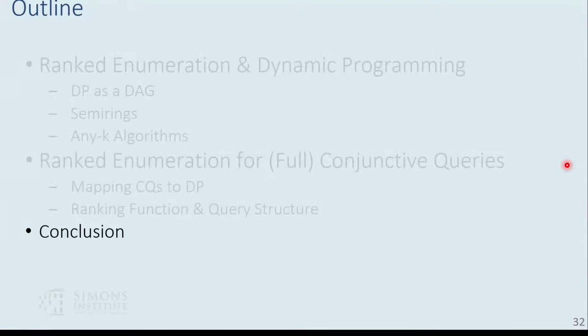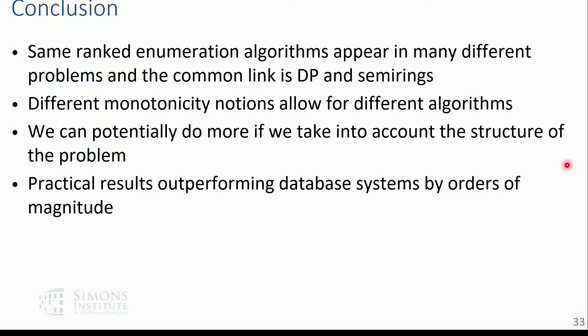I have a couple of minutes. Okay, so very quickly, what we just saw is that in ranked enumeration, the same algorithms appear in different settings, and the common link is dynamic programming and semirings. Different monotonicity notions can give us different algorithms, and we could potentially do more if we take the structure of the query into account. What I showed you is also very practical. It actually outperforms database systems if you implement this for conjunctive queries.